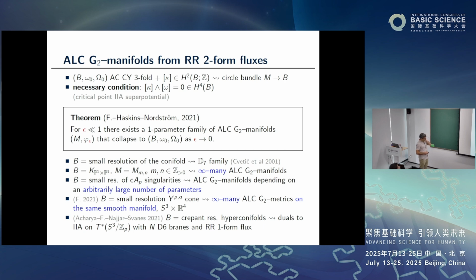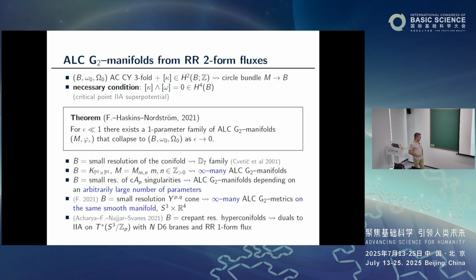You can even, by an extension of this theorem that I developed where you allow the Calabi-Yau to be an orbifold, take orbifold partial resolutions of Y^{p,q} cones that are orbifolds, and that gives you infinitely many different families of G2 metrics on S^3 times R^4, just asymptotic to different circle bundles over different Calabi-Yau cones.